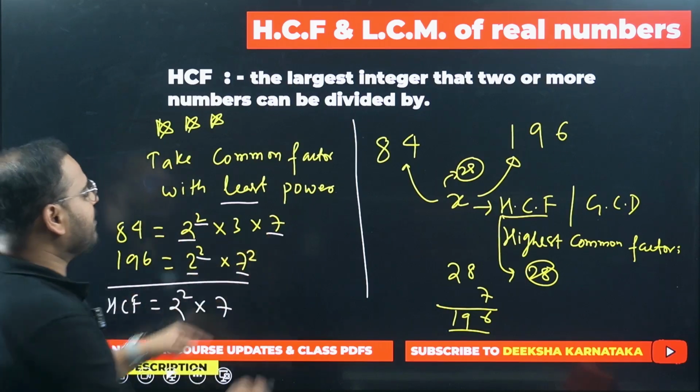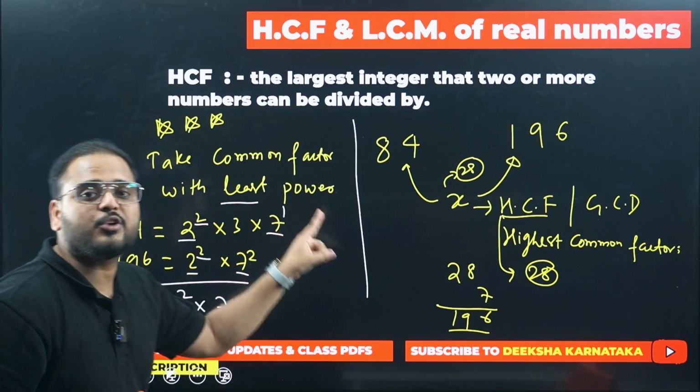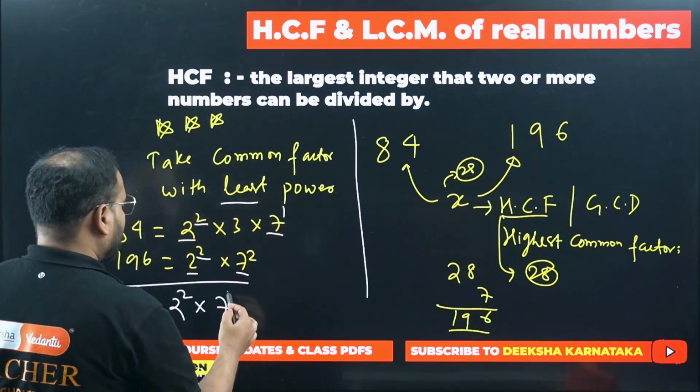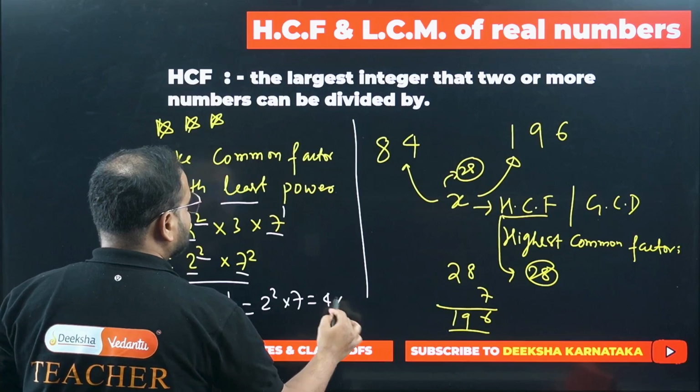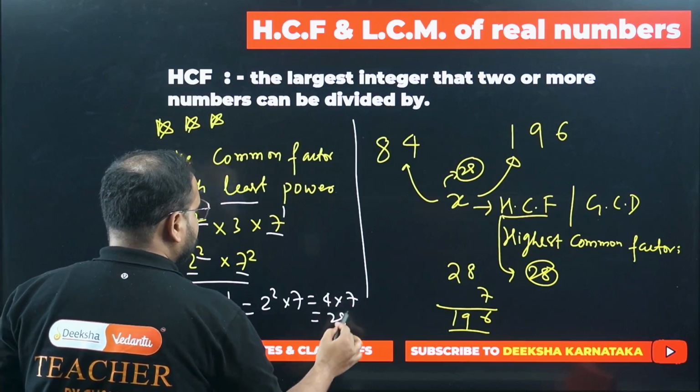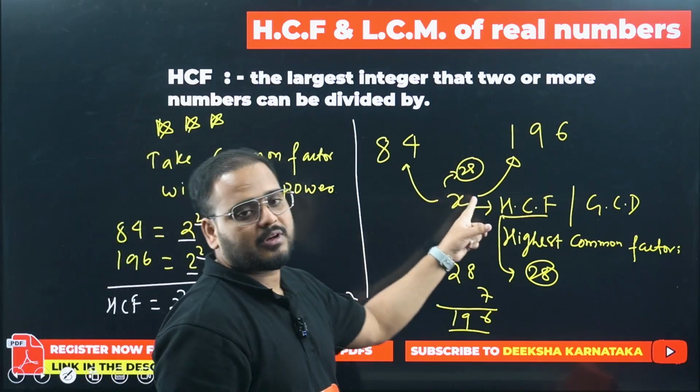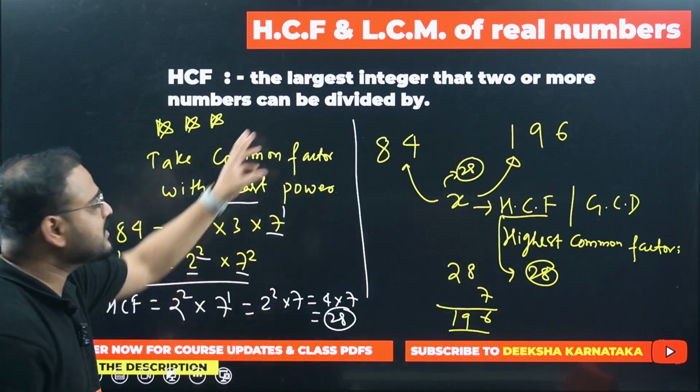For 7, I have over here as 1, over here as 2. I am asking you to take only the least power, so you'll take it as 1. What is my answer? 2 square times 7. How much is that? 4 times 7, that is 28. Same result I've got here as 28. So to find HCF, use this concept.